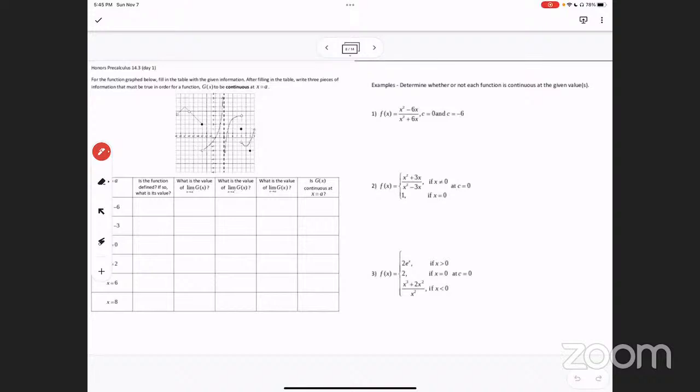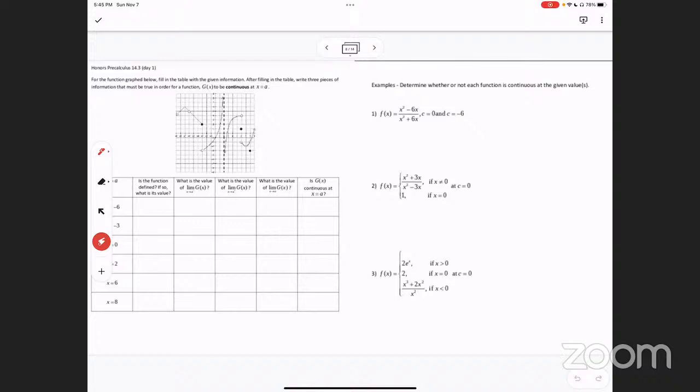It says for the function graph below, fill in the table with given information. After filling in the table, write 3 pieces of information that must be true in order for the function to be continuous. Here's what I was talking about. For it to be continuous, the limits have to be the same and the function values have to be the same.